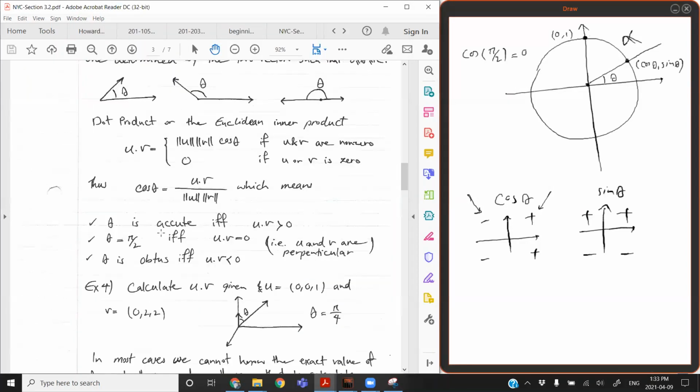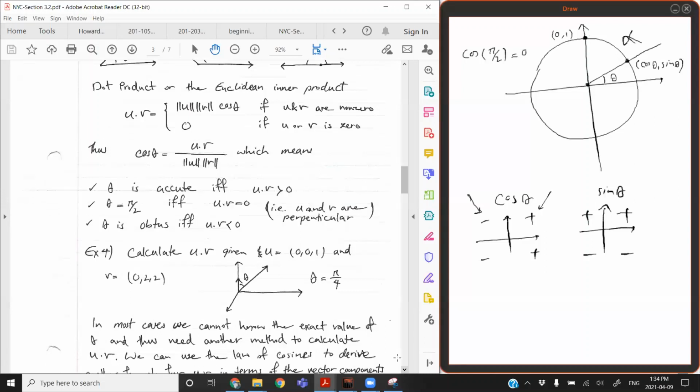Theta is acute if and only if the dot product is positive. Theta is exactly 90 degrees, or pi over 2, if and only if the dot product is 0. And theta would be obtuse, meaning it's greater than 90, if and only if the dot product is negative. Any questions?